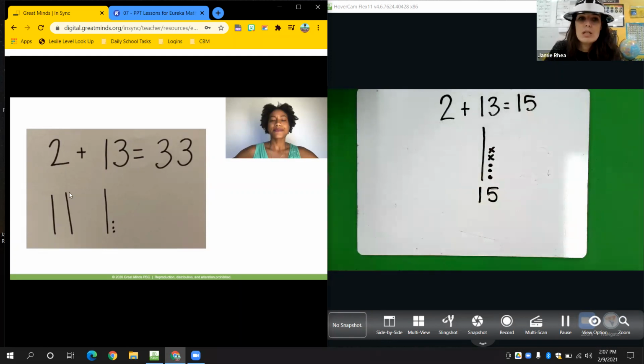Oh, look, she made 2 10s instead of 2 1s. If this was going to be 2 10s, she would need a 0 after that. It's not right. Do you think she's going to fix her mistake?